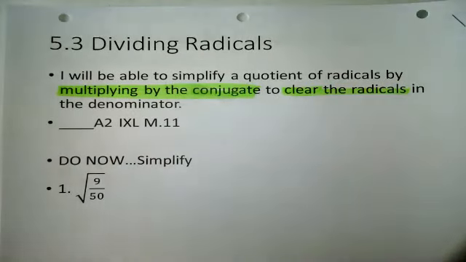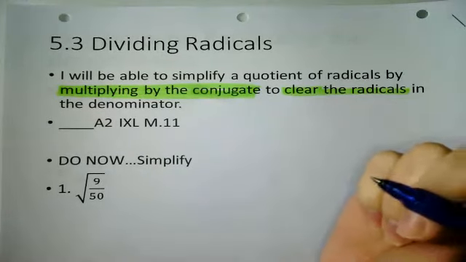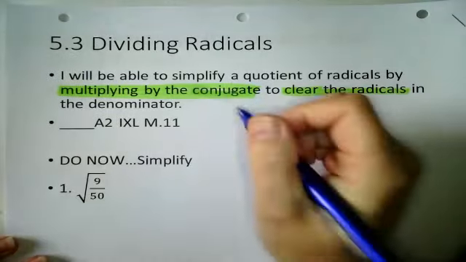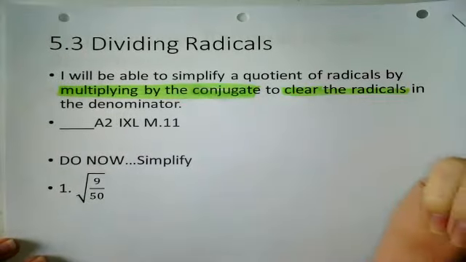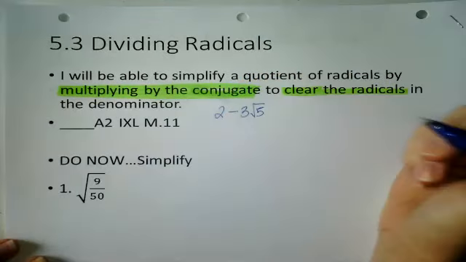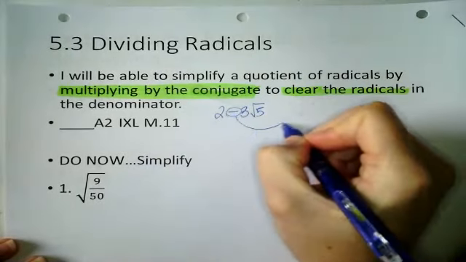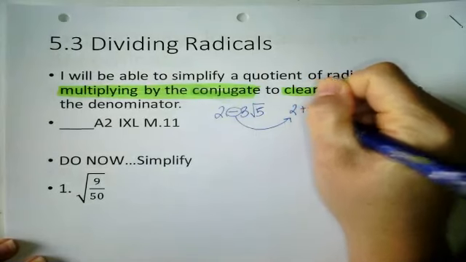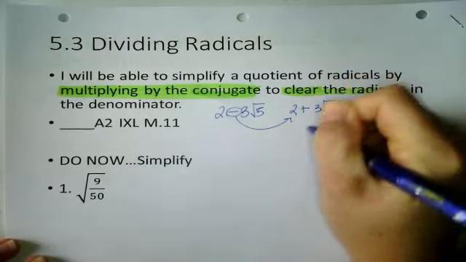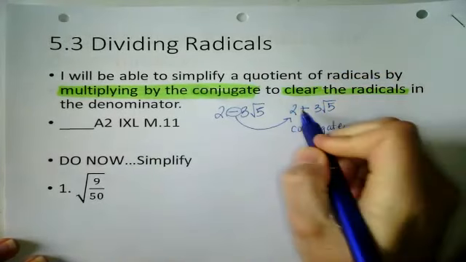Conjugate is just like in language, when you learn to conjugate a verb, you are changing a little piece of the root and it changes the meaning. So we have conjugates in math as well. So for instance, 2 minus 3 radical 5, I can change the conjugate simply by changing one sign. So it becomes 2 plus 3 radical 5. So that is the conjugate, where we just change one sign.